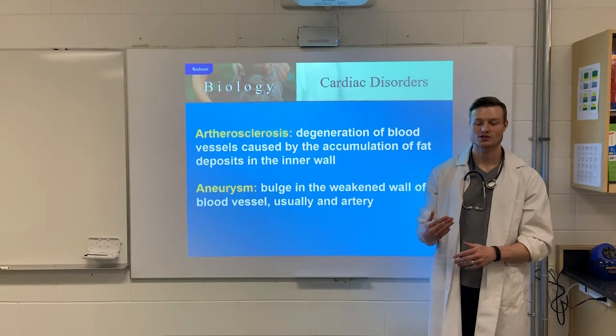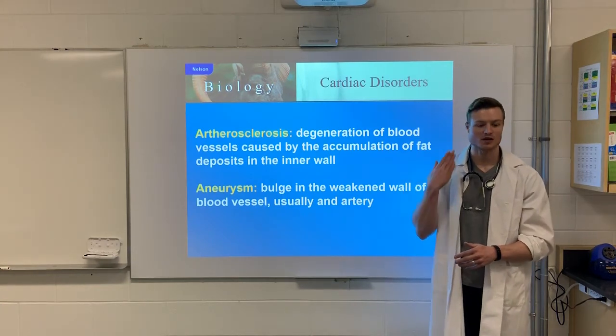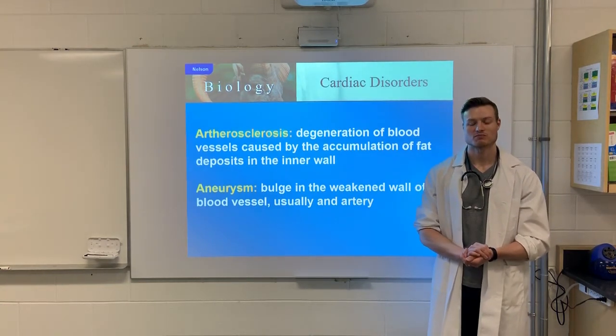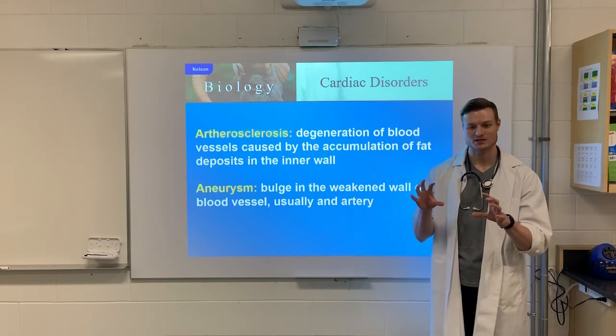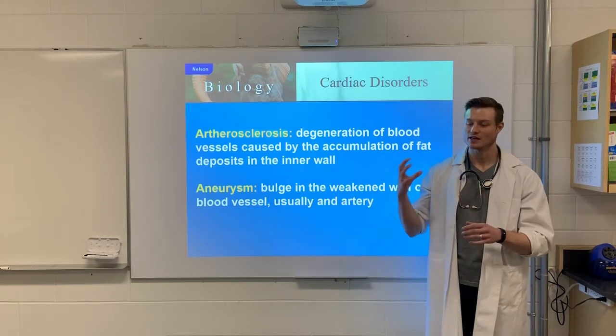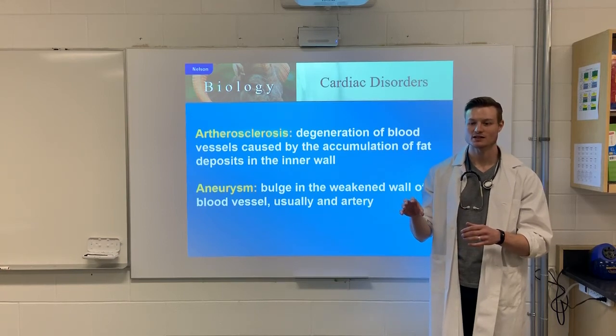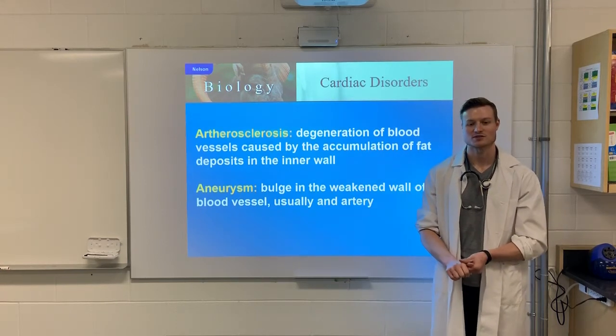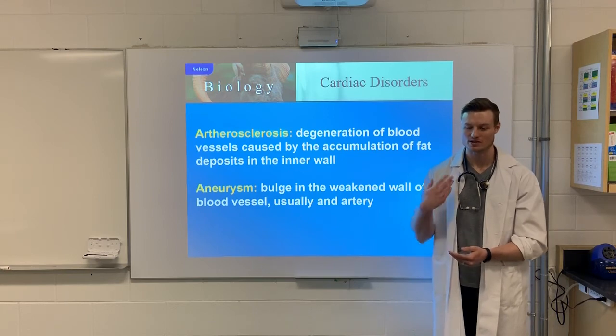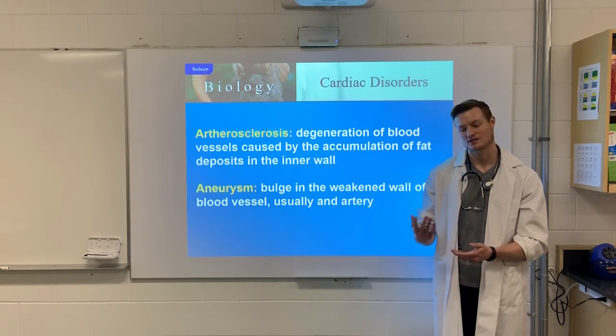Finally, a stroke is when blood is being blocked to the brain. So when blood is being blocked to the brain, now brain cells aren't getting enough oxygen and glucose, and they start dying as well. And depending on what part of the brain is affected, there could be some long-term effects to that as well, such as speech impairment, paralysis of the face, things like that.